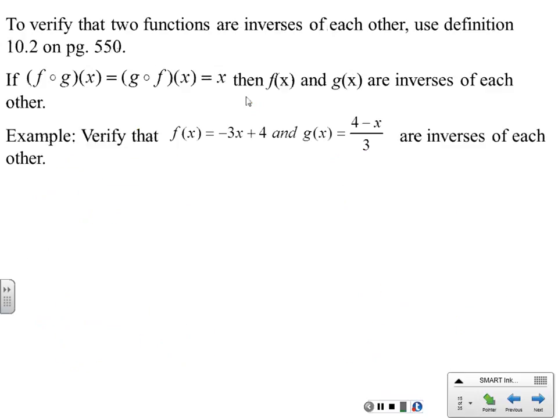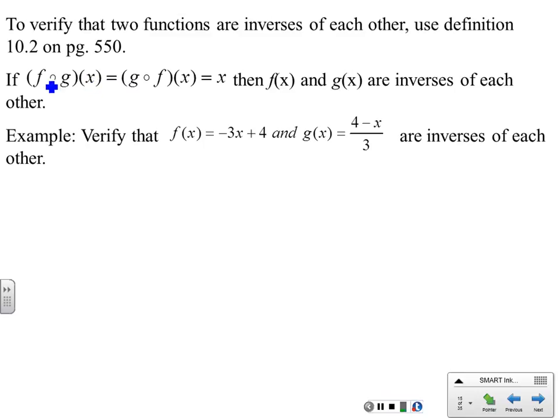Okay. So how then do I verify? This is a proof that I'm going to ask you to do, okay? When it says to verify that two functions are inverses of each other, you're going to use definition 10.2, which is on page 550. And basically that definition says this. Don't get caught up in this terminology, okay? If I do f composite g of x, we learned how to do this in chapter 8, so this is a review, okay?